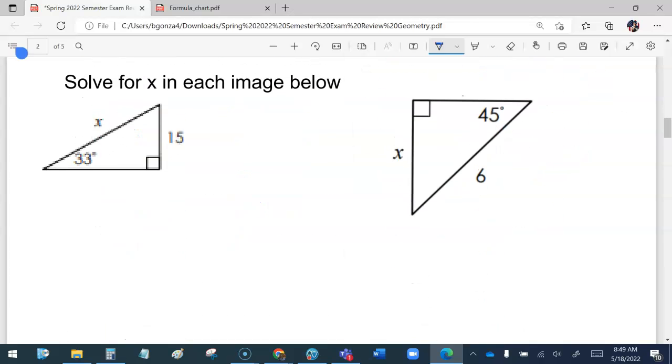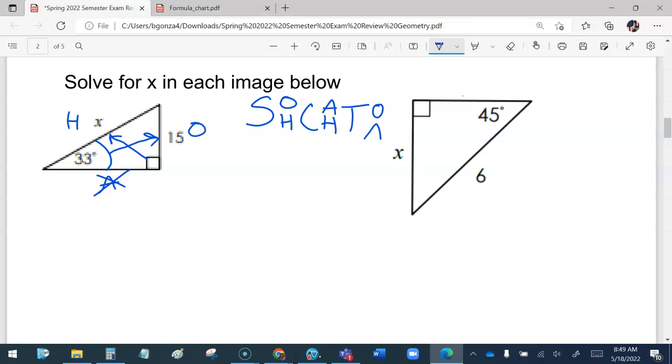Okay, solve for x in each image below. Now this is more trig, so I'm going to start at 33. I'm going to label O, H, and A. A is missing, cross out A. So when I'm thinking of SOHCAHTOA, OH is going to be S for sine. So the trig, then the angle, which is 33, equals O over H, 15 over X.